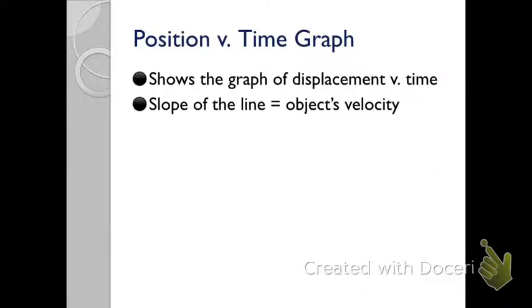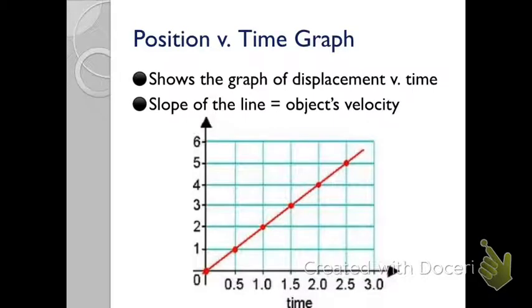This is really, really important. The slope of the line on a position versus time graph tells us velocity. The slope of the line tells us velocity. We can calculate velocity based on the slope of the graph. That's super, super important. Slope of the line is velocity.